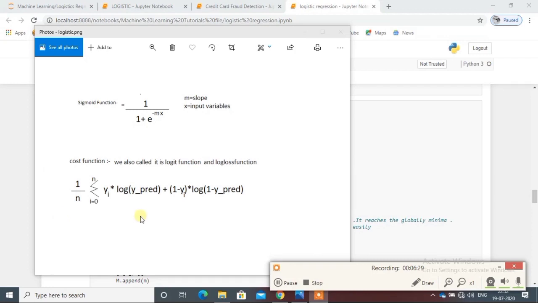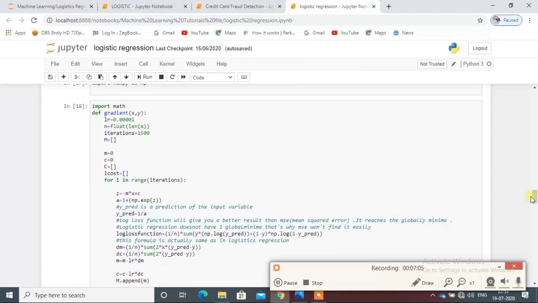So we can use this formula to update our bias and intercept, the coefficient of bias and intercept. We can use that formula to update our slope and constant. This is our formula. Log of y prediction, where y prediction is our y equal to mx formula. Oh, sorry, y prediction is this sigmoid function formula. We put that value in, and we got our value.